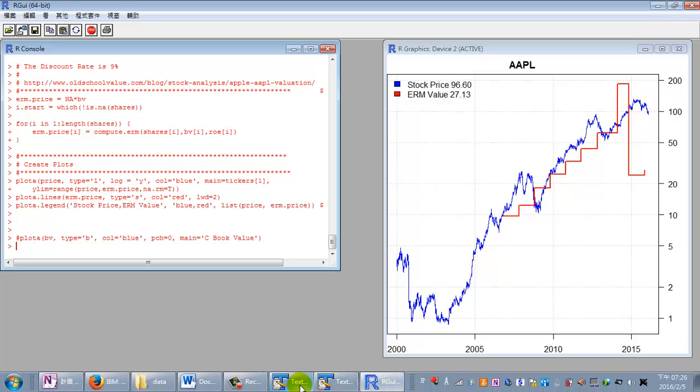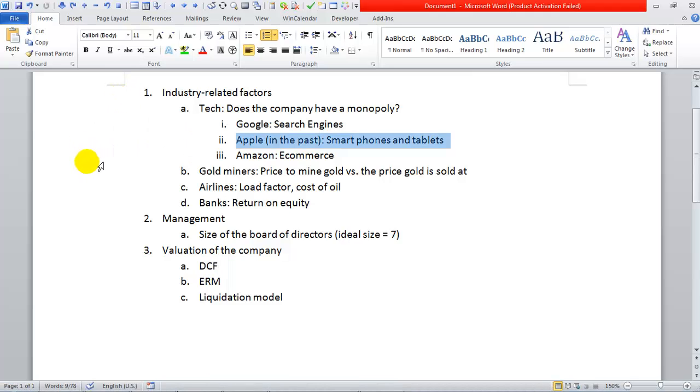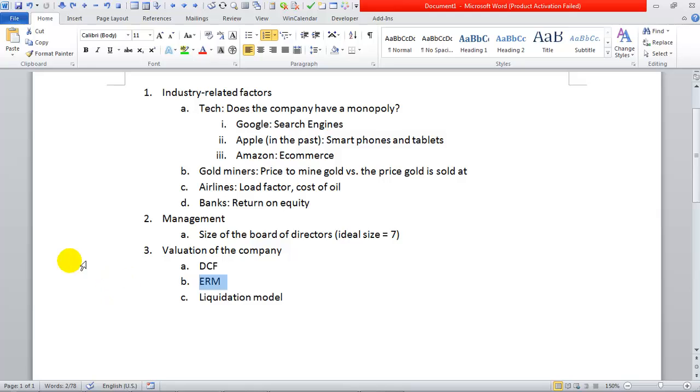So the conclusion for this analysis would be Apple doesn't have the monopoly it did before. The board of directors size is pretty good, but they've got to find something new. Otherwise, the stock is probably going to crumble based on the price that we see from the excess returns model. And these three things put together would make me bullish only in the long term, but bearish in the short term. Apple doesn't have much right now. It did have stuff in the past.